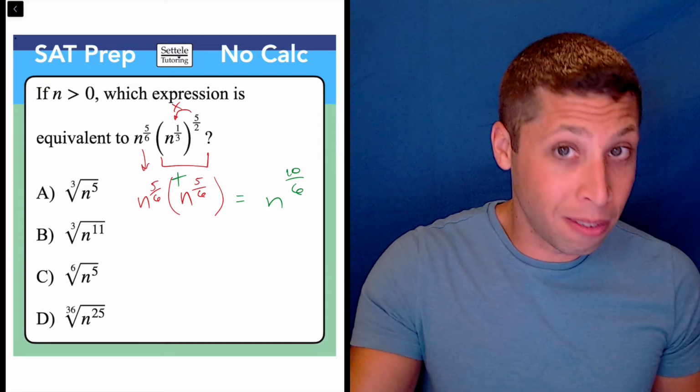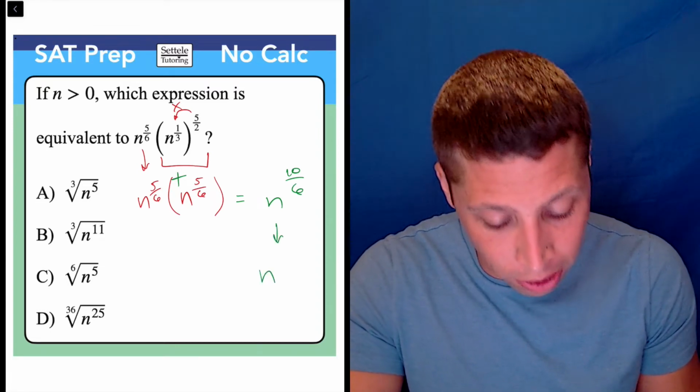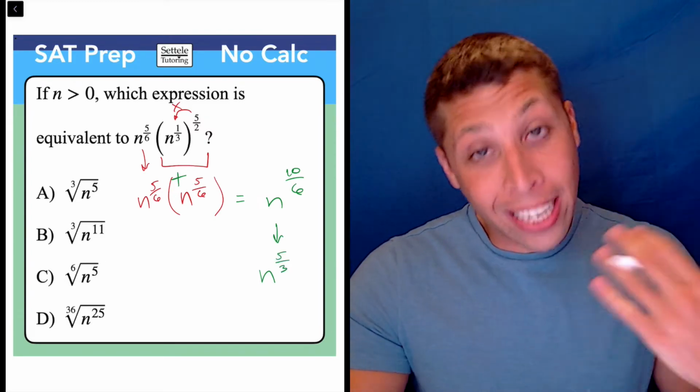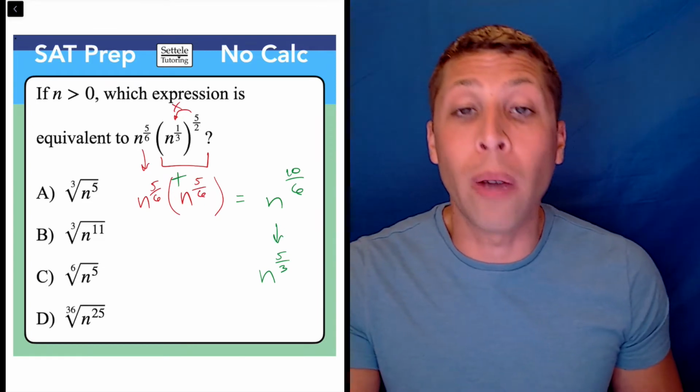Now that is simplifiable, right? That's a fraction that we can reduce. So we can reduce this even further to 5/3. And again, that's not an answer because now we have to convert that with another rule into a radical.